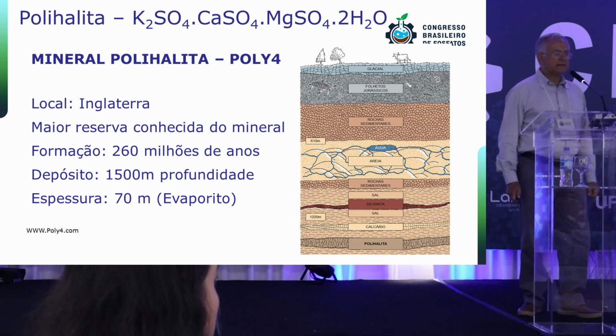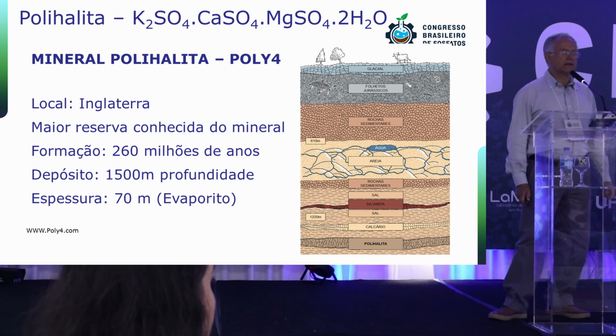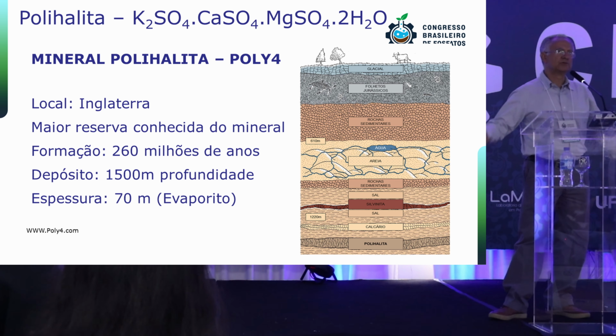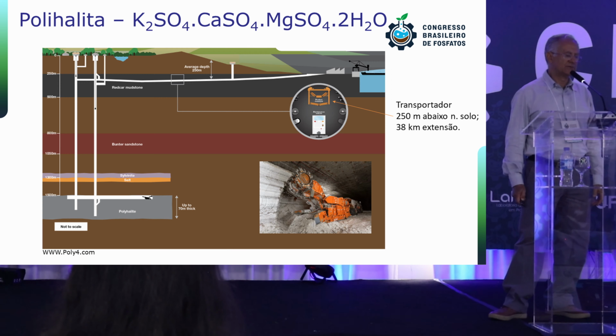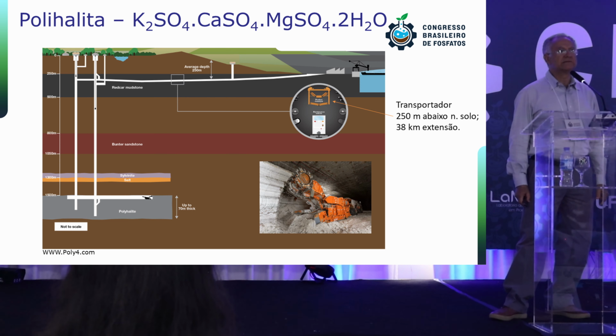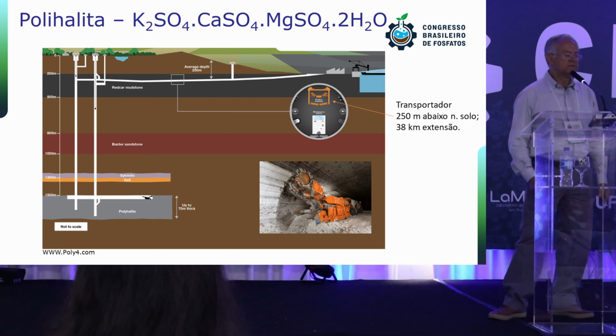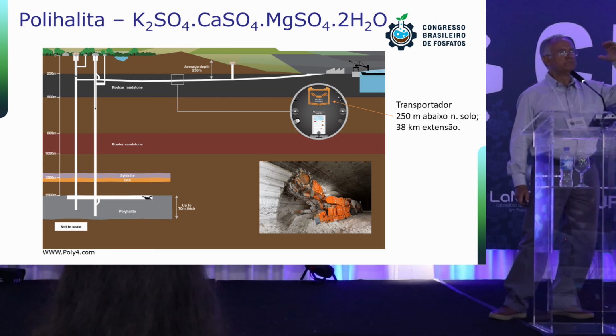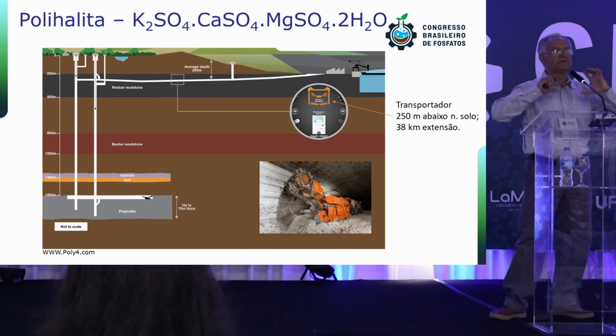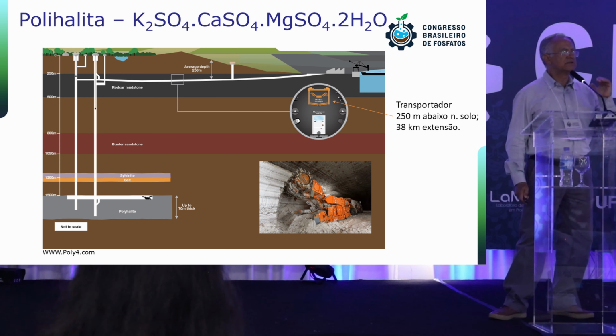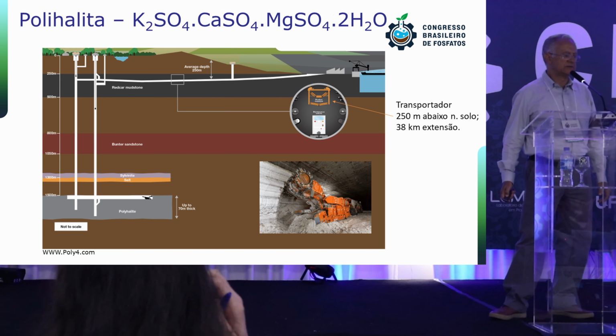Now let's talk a little bit about polyhalite that is from England, and it will probably come to Brazil. Polyhalite is a very large deposit, a very old deposit, 260 million years old, and the evaporite is 70 meters thick. This is a very interesting project where we have dry mining at 1,500 meters of depth. This material is afterwards pulled to 250 meters, where we have a 38 kilometer tunnel to transport the material directly to the beneficiation plant.